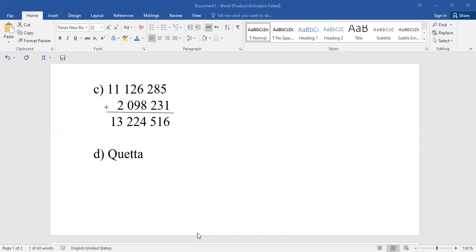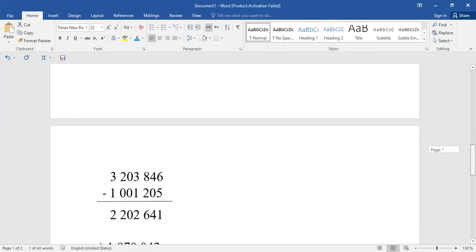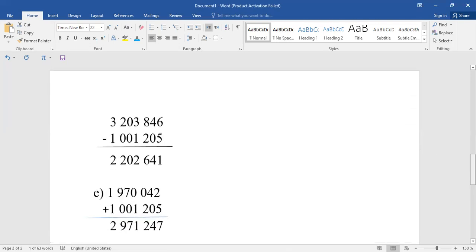Now come to the second part. What is the difference in the population between this city and Faisalabad? Now this city means Quetta, and you have to find out the difference between Faisalabad and Quetta. Difference means subtraction. So here in this part, you're going to do the subtraction. First of all, you're going to write down the population of the city on the top which has more people. So here Faisalabad has more people, so I'll write the population of Faisalabad first, and then the population of the city which has the least number of people living in it, that is Quetta.